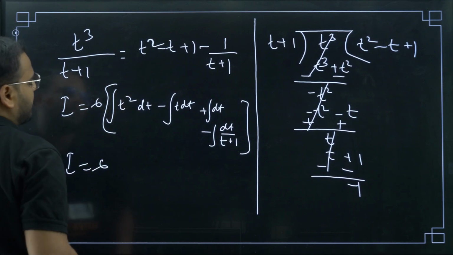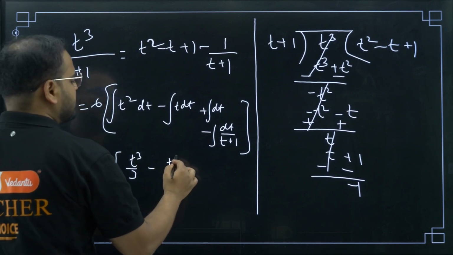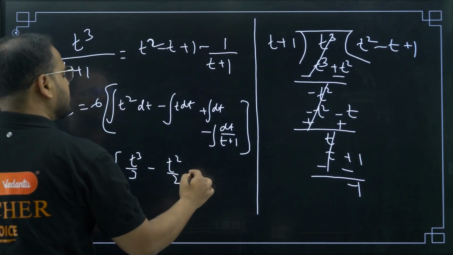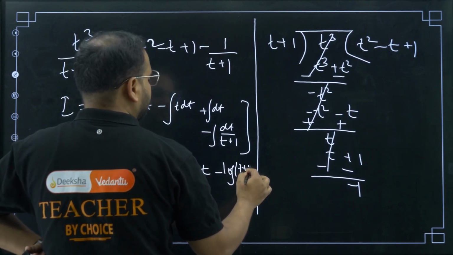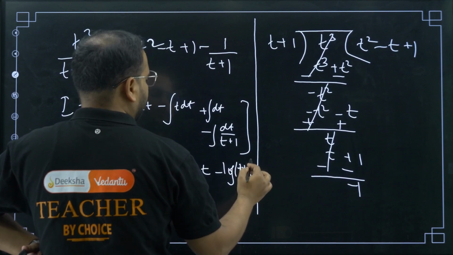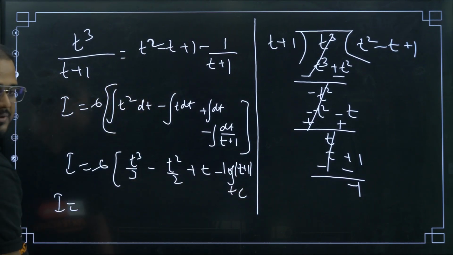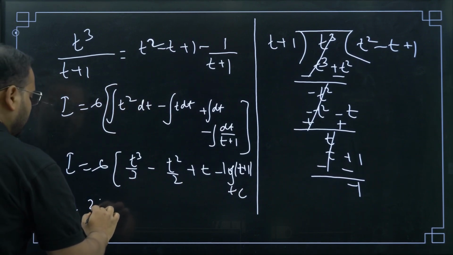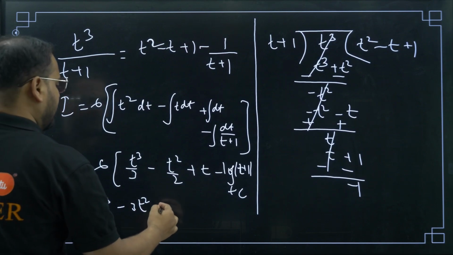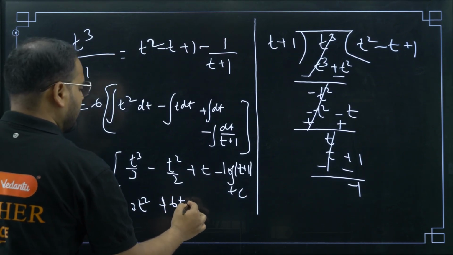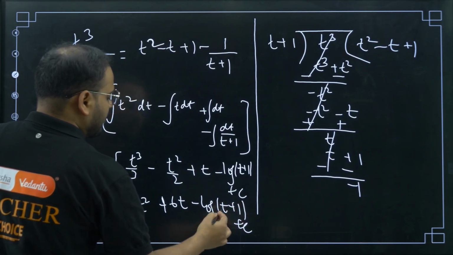So I get 6 times t cube by 3. What about this? I get t square by 2. I get simply t. I get log of t plus 1, plus c. Now multiply 6 on everything. I get I equals 2t cube minus 3t square plus 6t minus log of t plus 1 plus c.